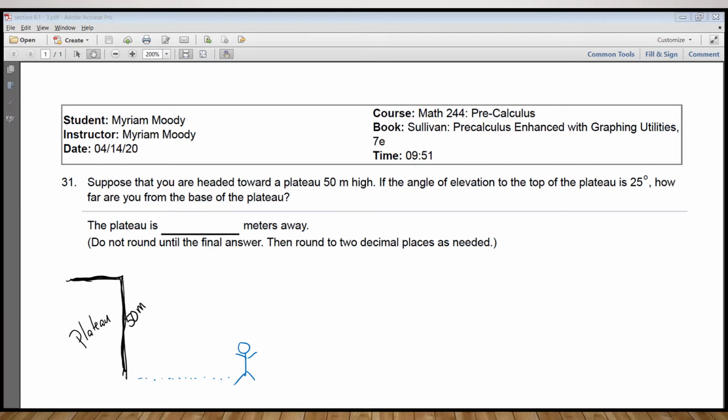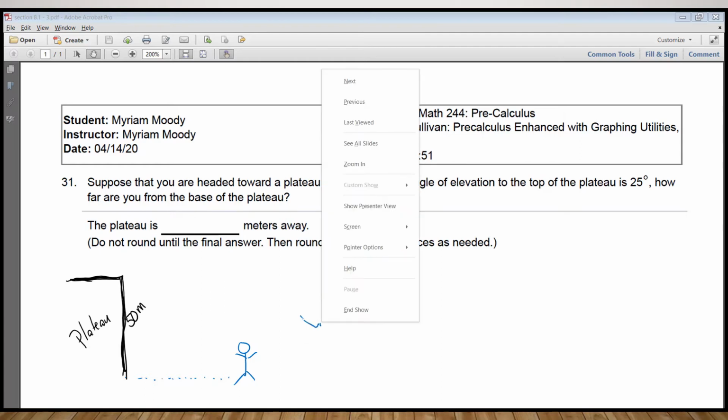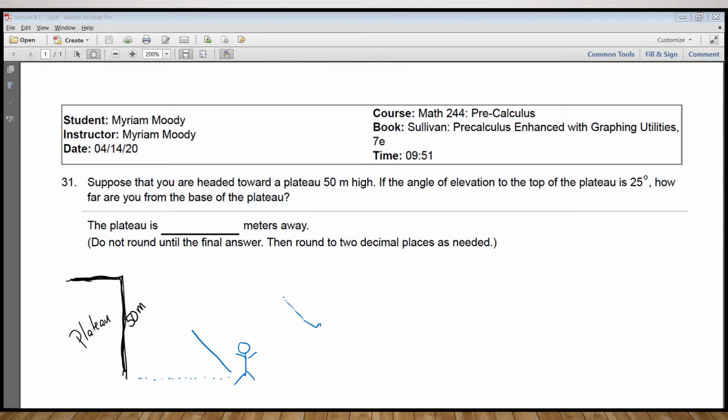And it says the angle of elevation to the top of the plateau. Elevation, which means we're looking up. They said it was 25 degrees. And they want to know how far are you from the base of the plateau. They want to know this distance.